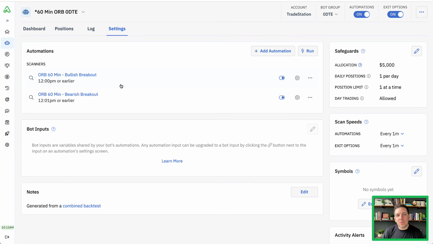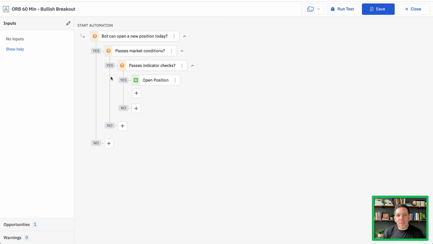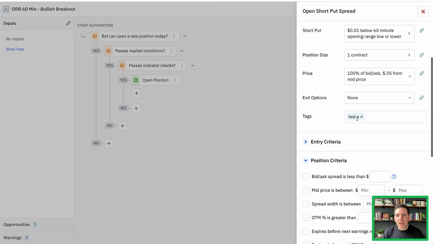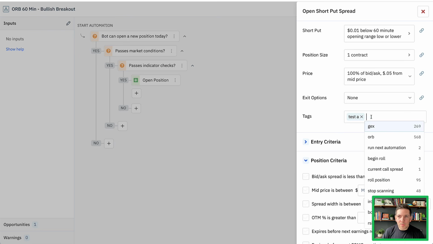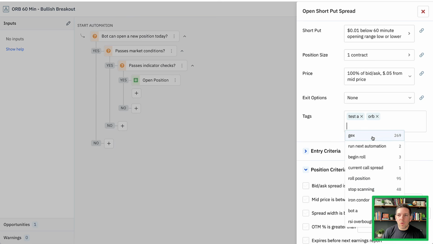This helps out too because eventually when it gets into positions, I can see exactly what automation actually triggered that. If I just leave it at test A, test B, you could go into it and see what it did, but I just like to clarify things a little bit more. Another thing that I'm going to do here is go down here and also add a tag for ORB.